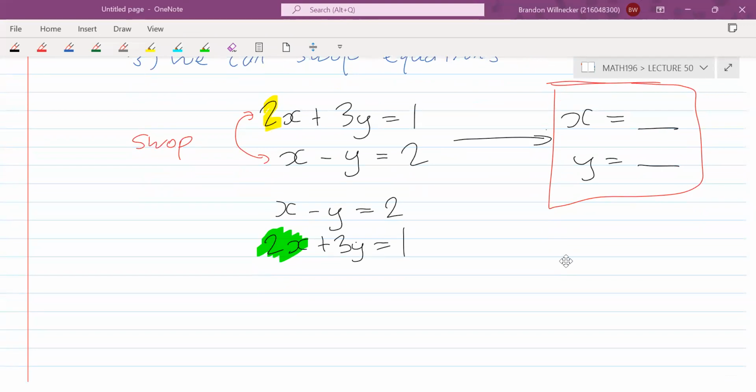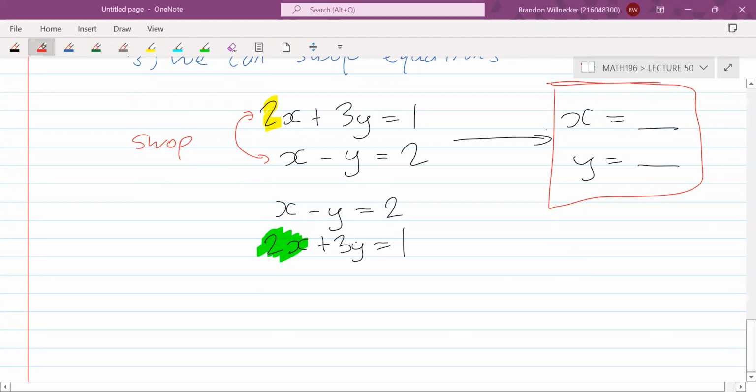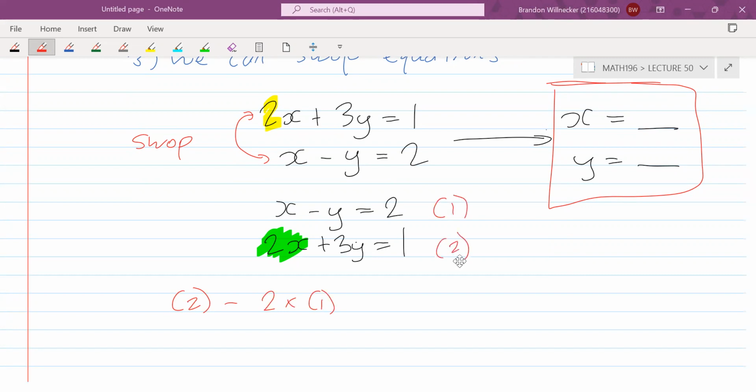So what we can do is take equation 2 and subtract 2 times equation 1. Because then that 2x and the 2x will then cancel. So we're going to take equation 2 and subtract 2 times equation 1. Okay, is anyone confused by that statement?